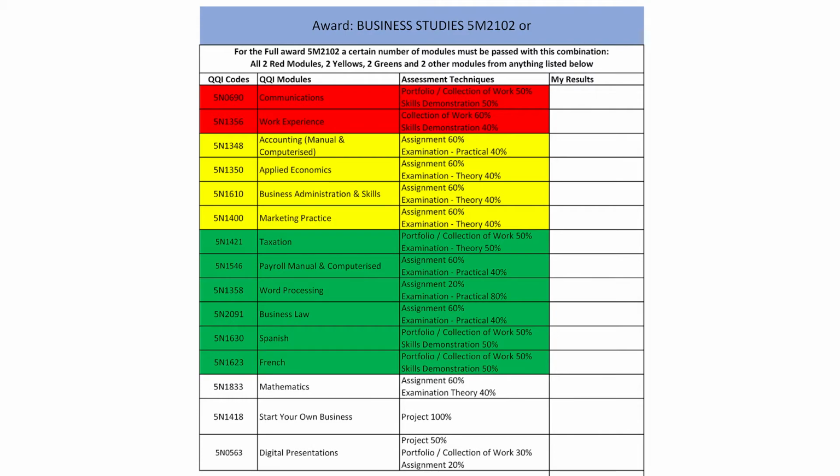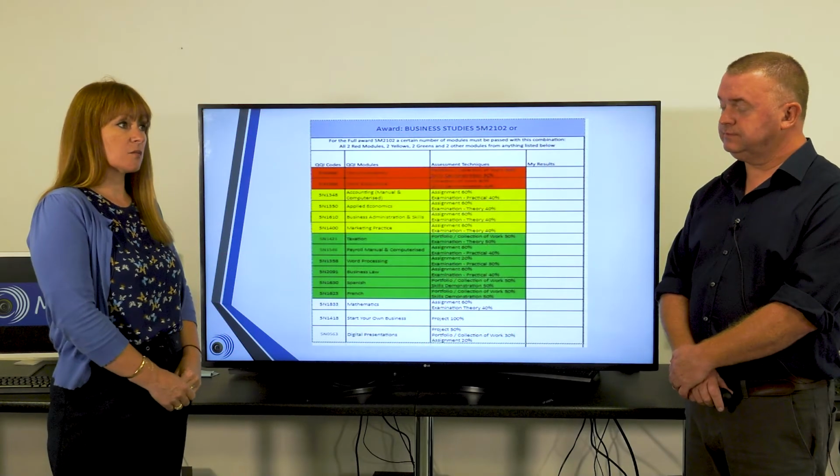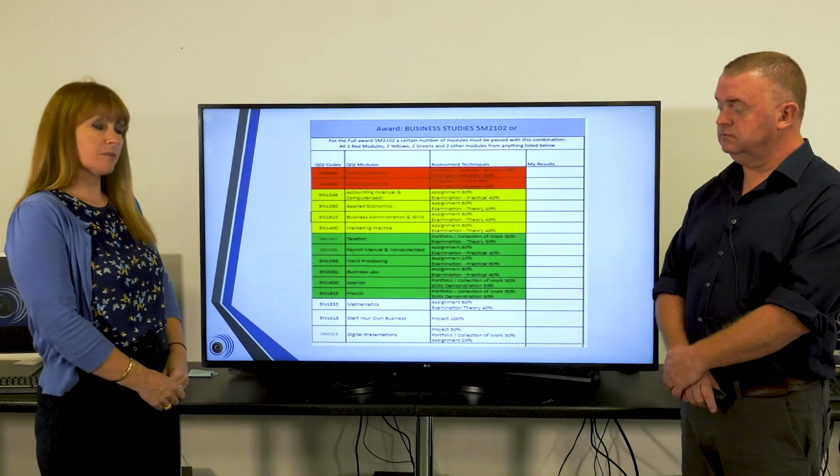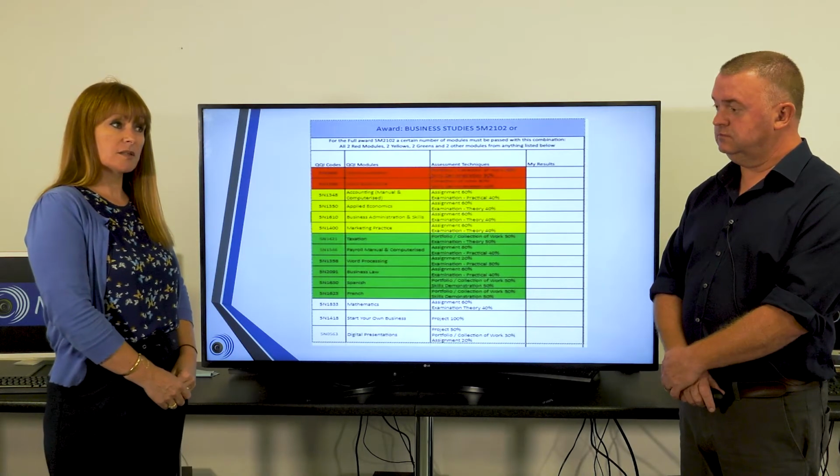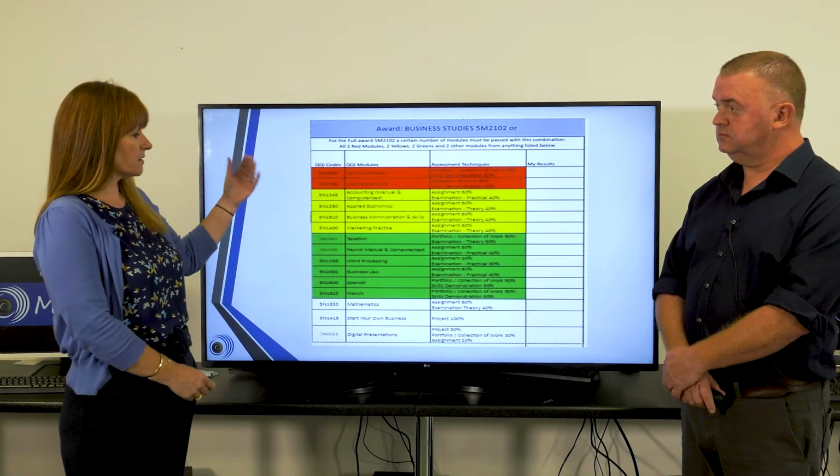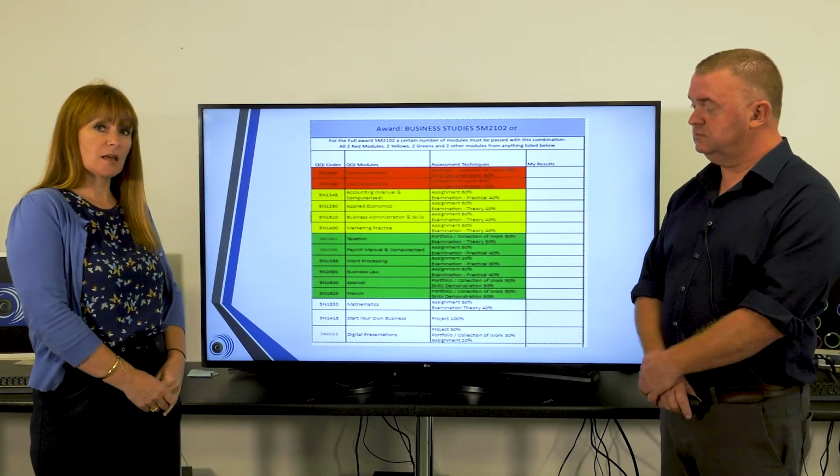If we do not have the correct 8 modules, QQI will not award, and you cannot progress through the CAO to higher education without this full award. So it's really crucial that you follow this. You ask Derek and I for advice if you're unsure. You must come and talk to Derek and I first before you drop anything, because sometimes when you drop something else, some other colour might become important that you haven't realised because of the mix of colours.